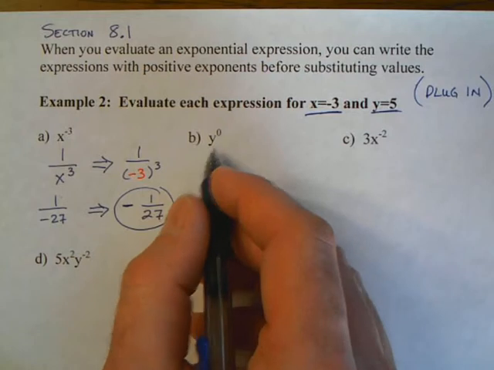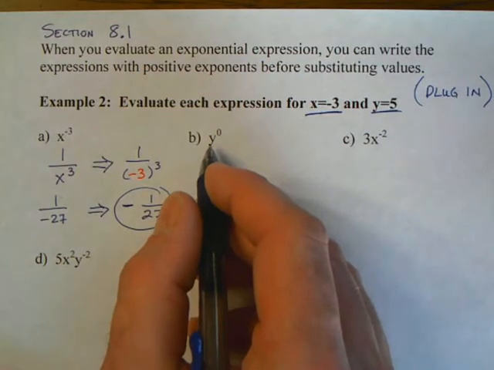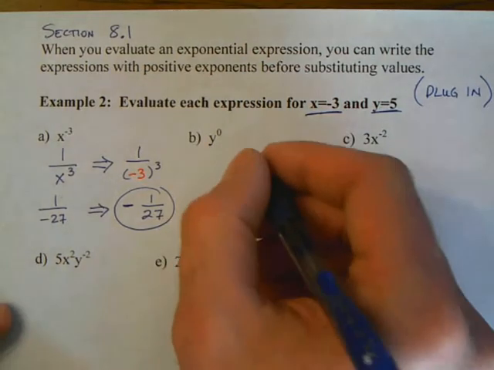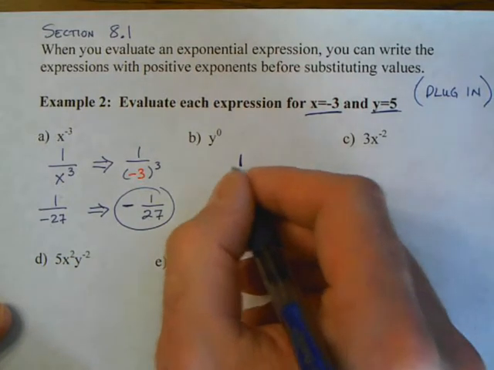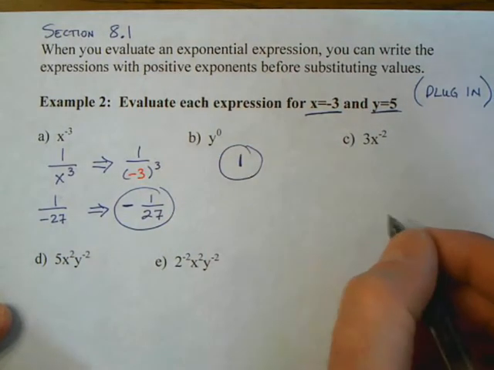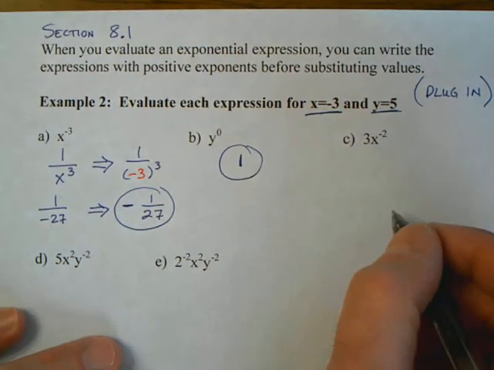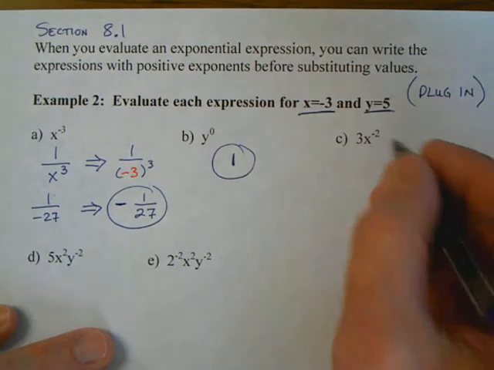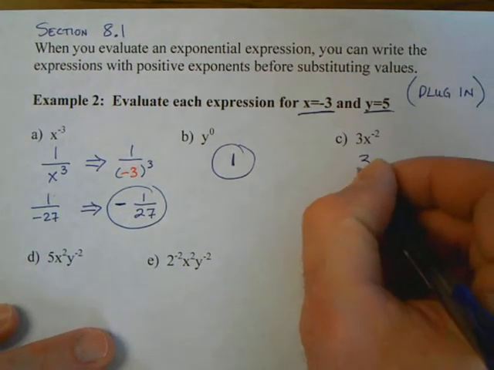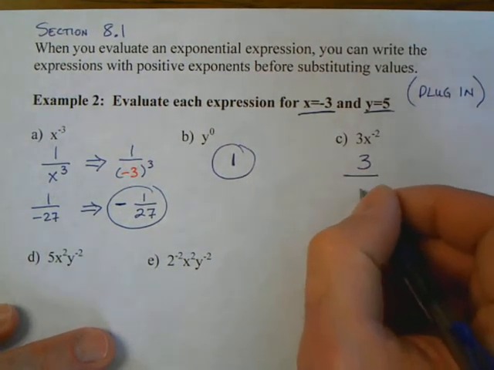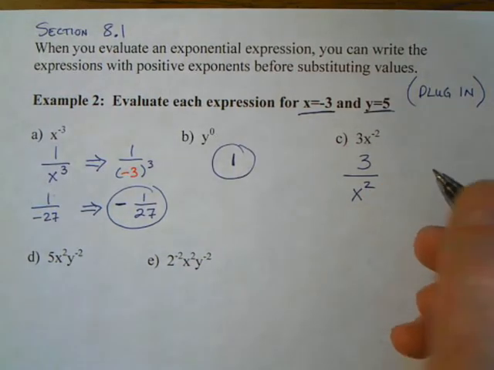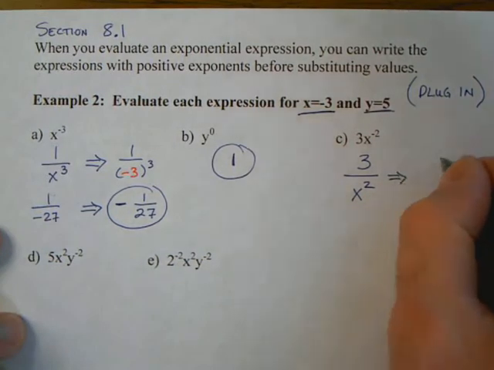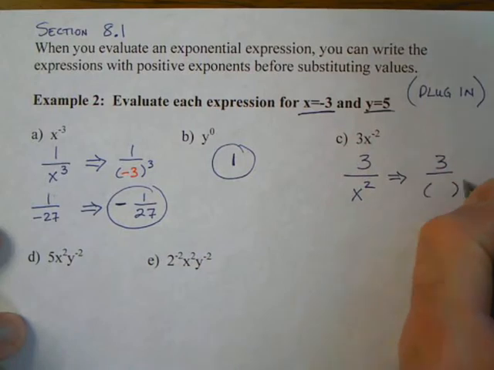Let's look at our second one. Once again, let's simplify before we plug in our numbers. Y to the 0. Well, from the front page, we remember anything to the 0 equals 1. Well, we can't plug anything in because there are no variables, so that's our answer. That was pretty easy. Our third one, 3x to the -2. The 3 doesn't have an exponent. It stays on the top. The x does, so it goes to the bottom and becomes positive.